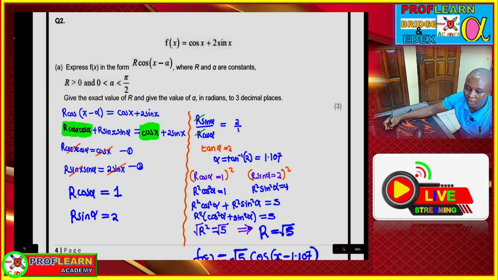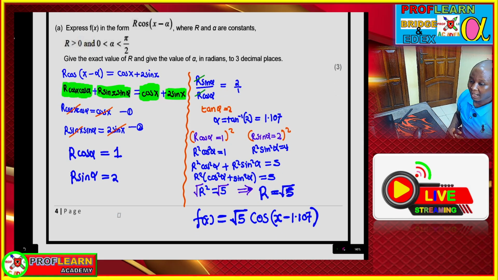Then you are going to remain with r cos alpha equals 1. Also, we pick this other part and equate it to 2 sin x. If you cancel sin x and sin x, we end up having r sin alpha equals 2. Then if you want to find alpha, you divide equation 2 by equation 1, so that r cancels out. You remain with sin alpha over cos alpha, which is the same as tan alpha equals 2.